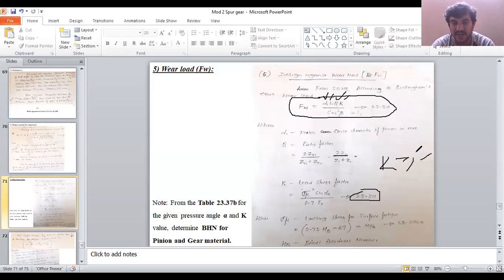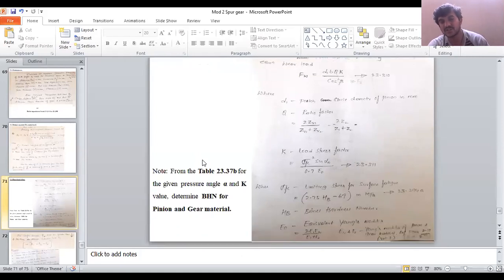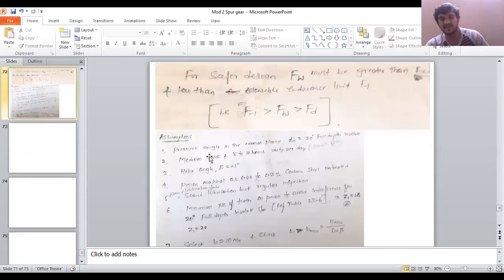By referring to table 23.37b, we determine the BHN for the pinion and gear. Or if the BHN value for the pinion and gear is given, then we determine the load stress factor. That depends upon the hardness number. Sigma Fc depends upon the hardness number. E naught stands for equivalent and smallest.